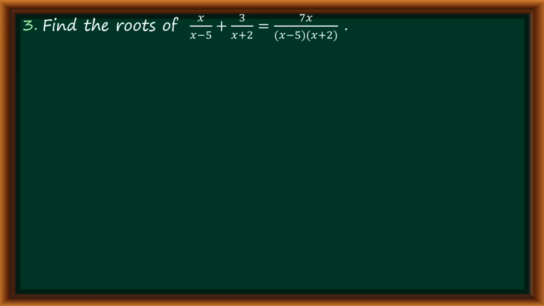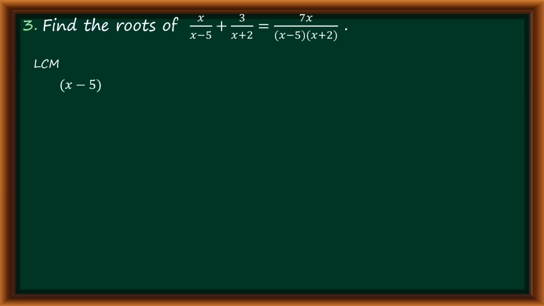Next, number 3. Find the roots of x over x minus 5 plus 3 over x plus 2 is equal to 7x all over the quantity x minus 5 times the quantity x plus 2. Again, the same with number 2. We need to get first the LCM, or least common multiple, of the denominators. To do it, let us find the prime factors.